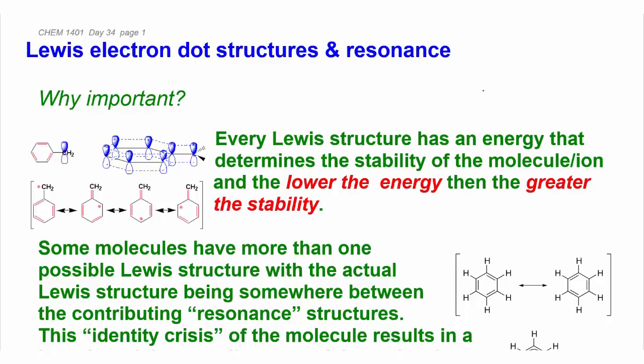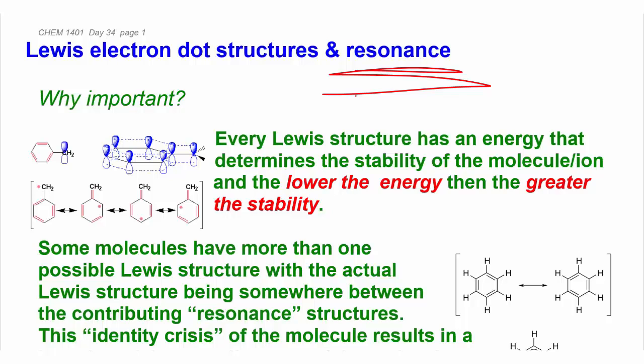Lewis electron dot structures and resonance. This is kind of a curious phenomenon. When you can draw more than one Lewis dot structure for a molecule, that's actually a good thing. And this molecule actually bounces around from one structure to the other. None of them are actually correct. It's kind of a mixture of them all.